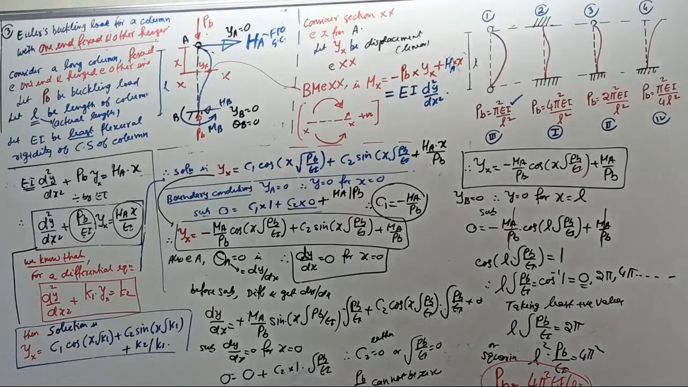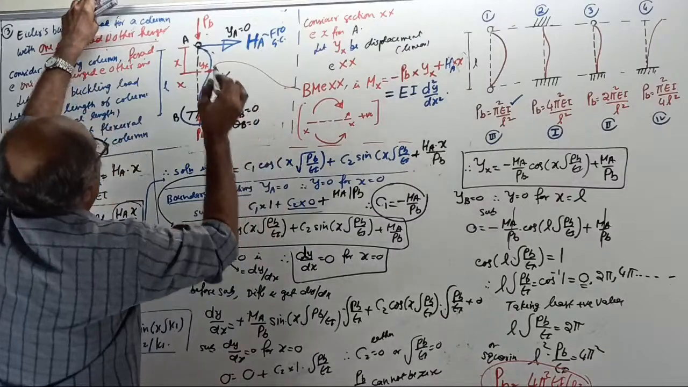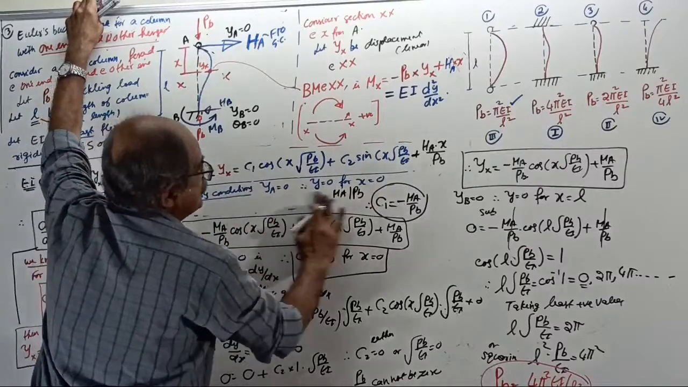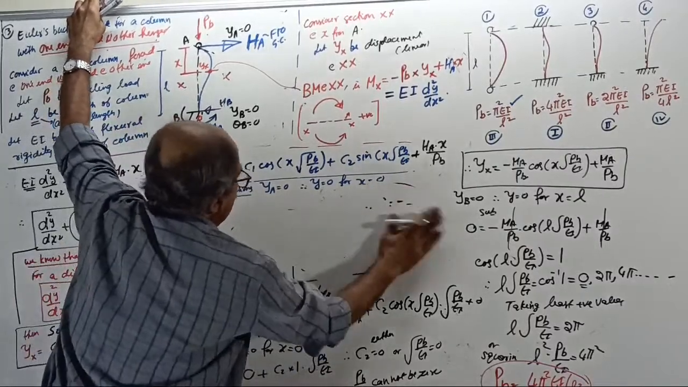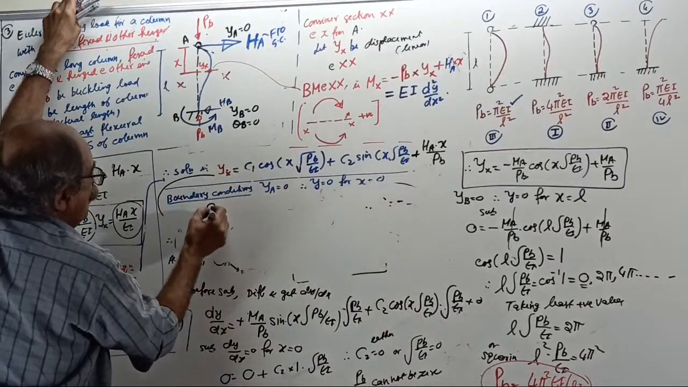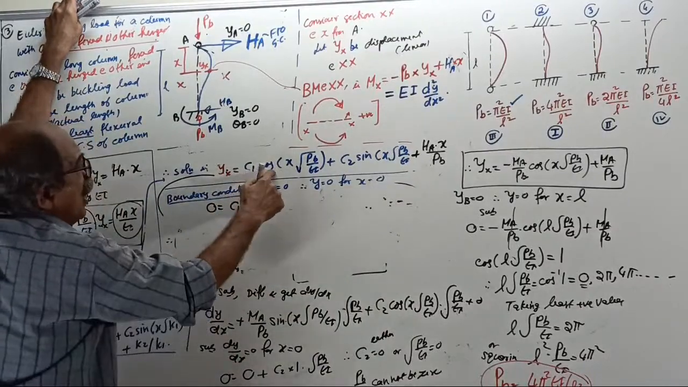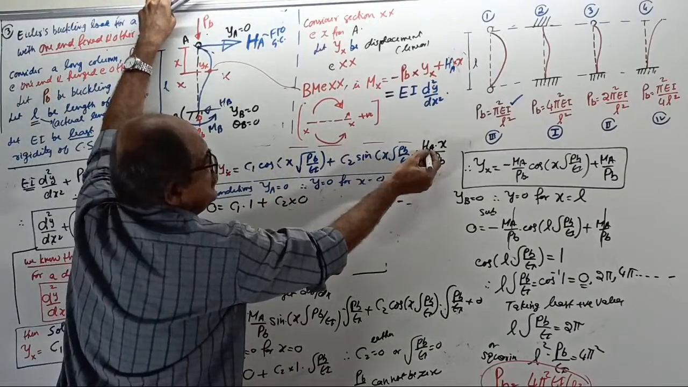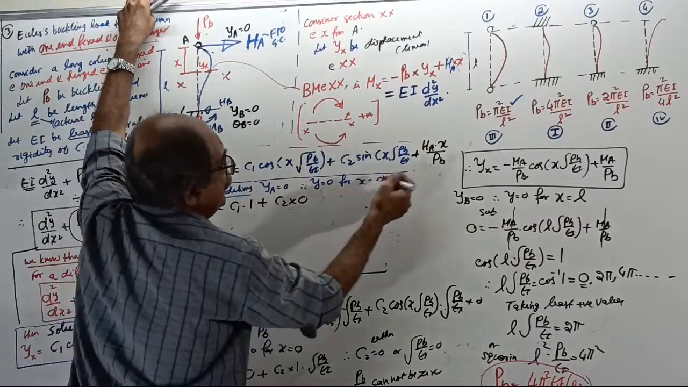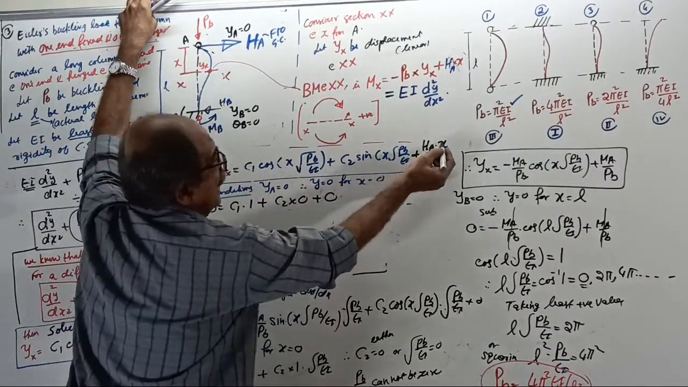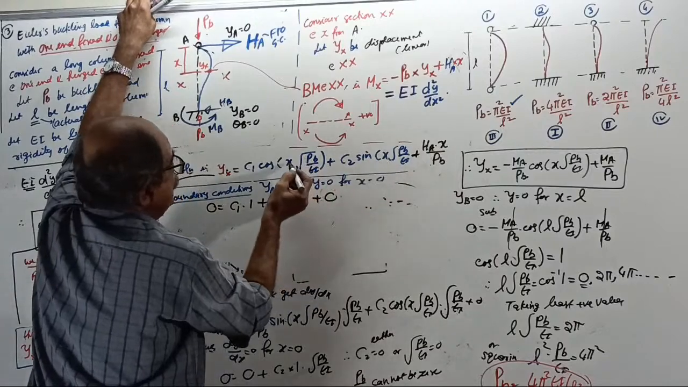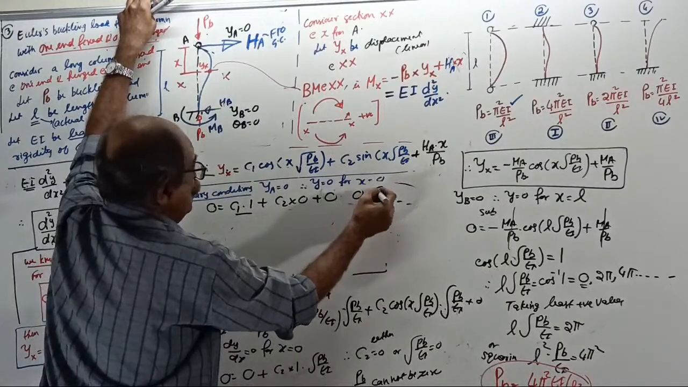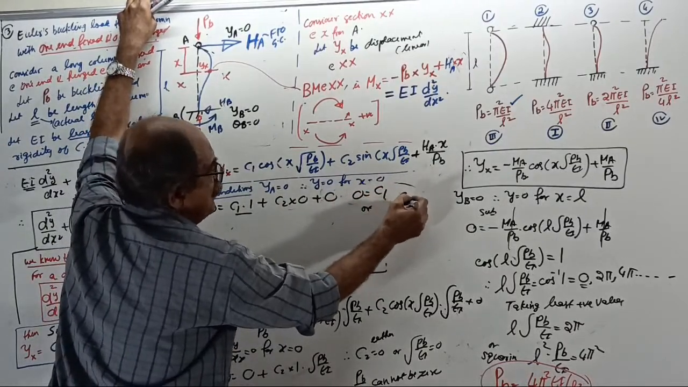Clear, okay, start. Now, boundary conditions. Y at A equal to 0. Y becomes 0 for X equal to 0. So 0 equal to C1 into cos 0, which is 1, plus C2 into 0, plus HA into X. You are putting X equal to 0, so that also becomes 0. Why? X is 0, this is 0, this is 1. Therefore C1, what do you get? 0 equal to C1, so your C1 will become 0.